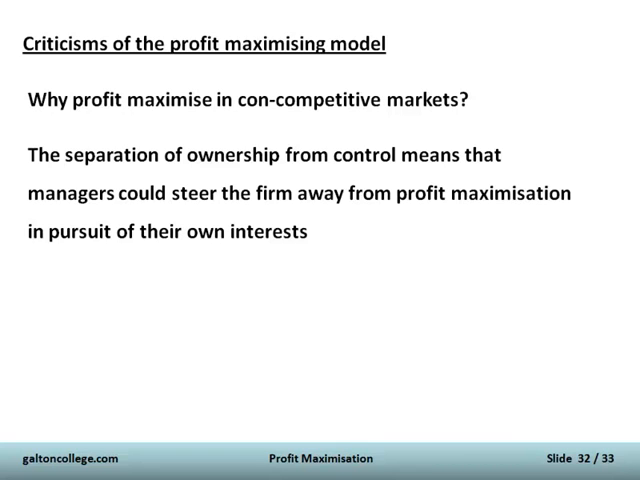The owners want profit and want a return on their investment. The managers want a nice lifestyle. They want perks in the job. They want nice offices, good holidays, good salaries, a different set of objectives. So there's a continuous battle between the owners and the managers. And if the managers are very strong in a particular company, because of their expertise perhaps, then they could steer the company away from profit maximization.